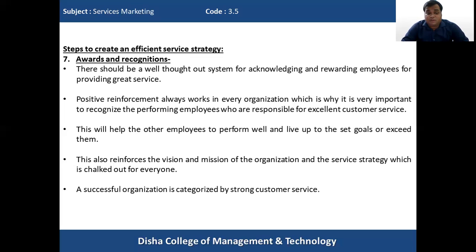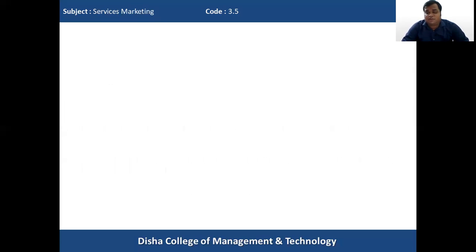And this is very important because a successful service organization is always characterized by strong customer service. Any service organization that is at the top should be giving proper customer service. So these are the steps for creating an efficient service strategy.